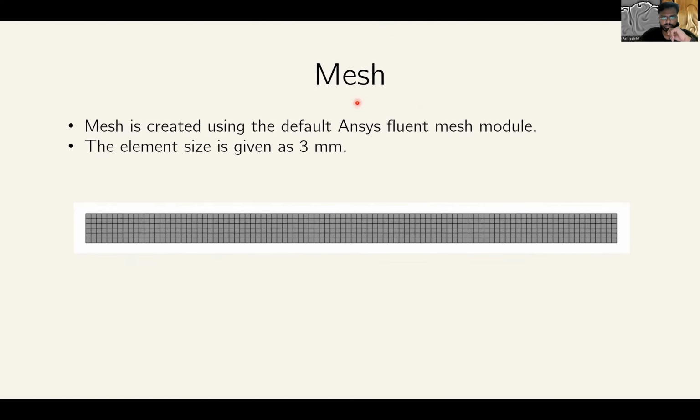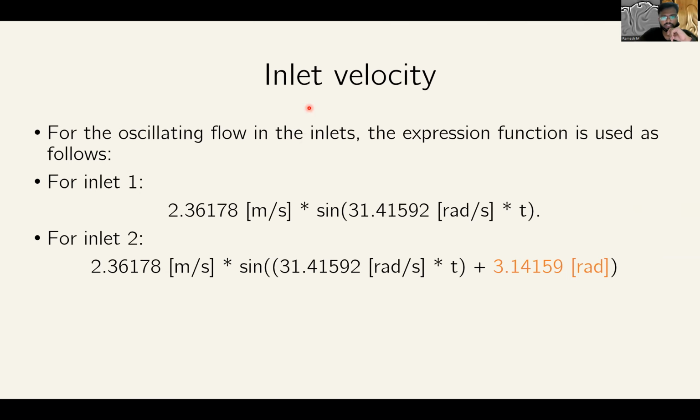For phase 2, the mesh is done for the simple rectangular channel with two inlets, and the element size is given as 3 mm. For oscillating flow, inlet velocity cannot be given as a constant, so we give it as an expression in this format. This is the maximum velocity, and this is the frequency of the oscillating piston, which creates the oscillating inlet velocity.